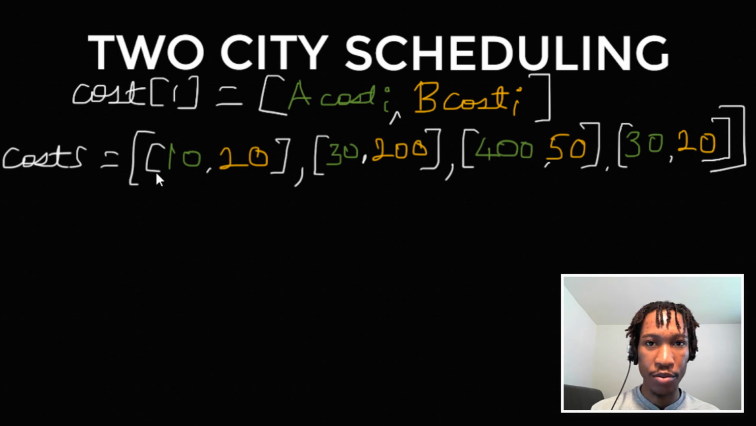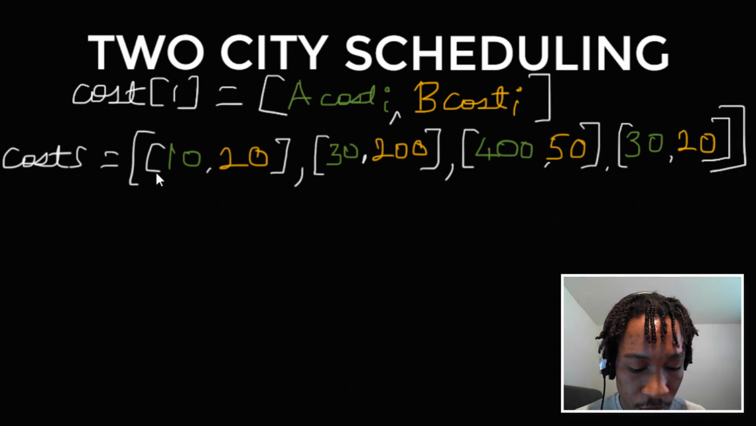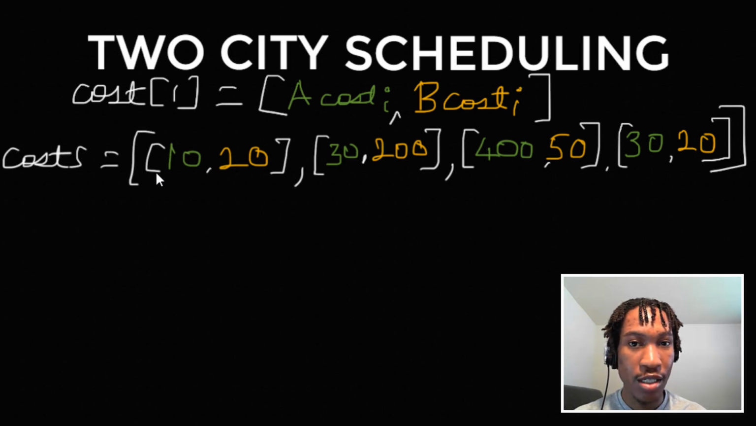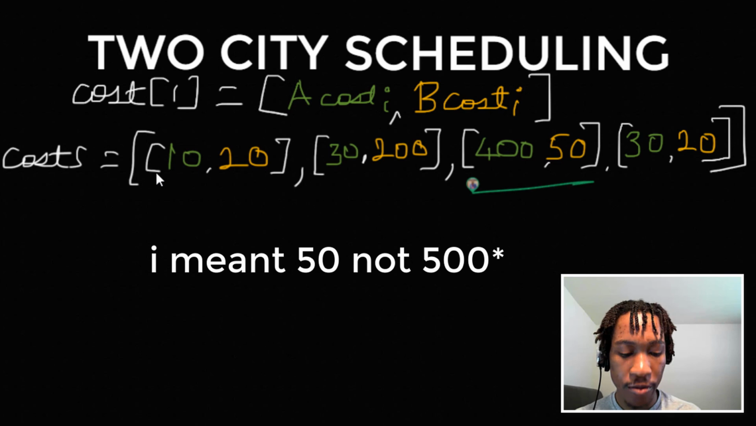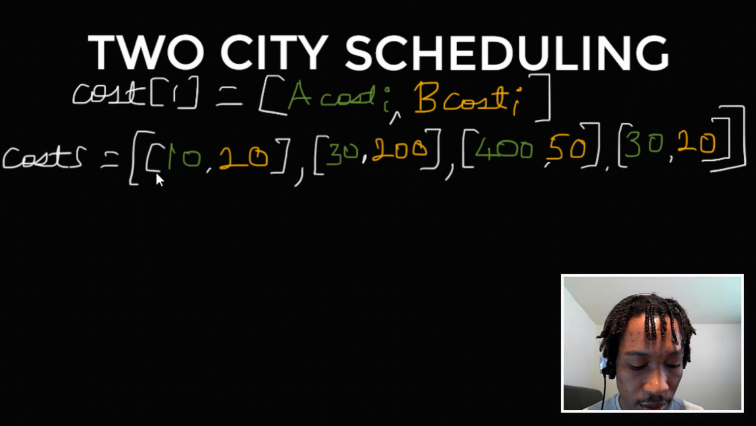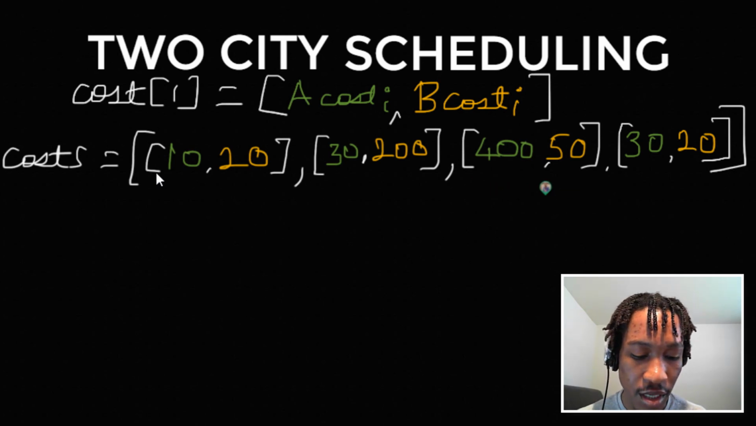So what we want to do is to sort this array in descending order of the differences to send each person to either city A or city B. So what we want is the most dramatic cost differences to be in front. So for example, if we want to do it in the most cost-effective way possible, we want 400 and 50. We want it to be in front so we can send the third person to city B instead of city A, because city B is cheaper to fly to.